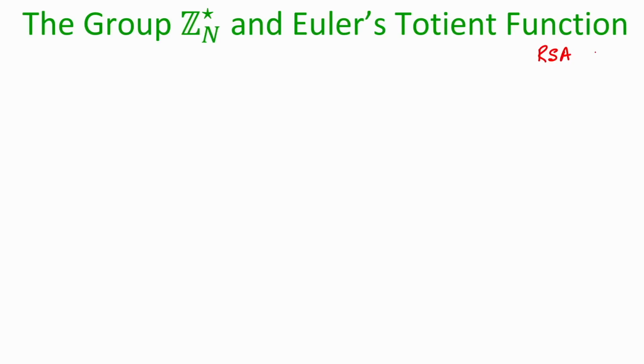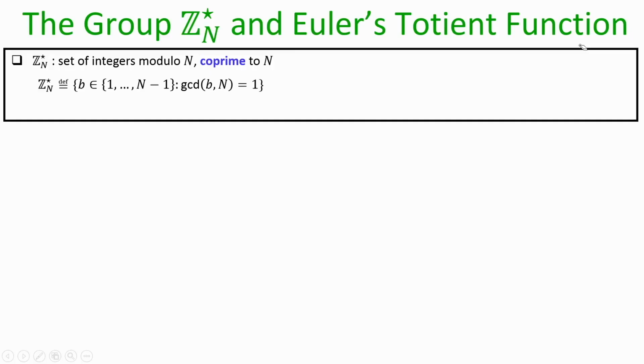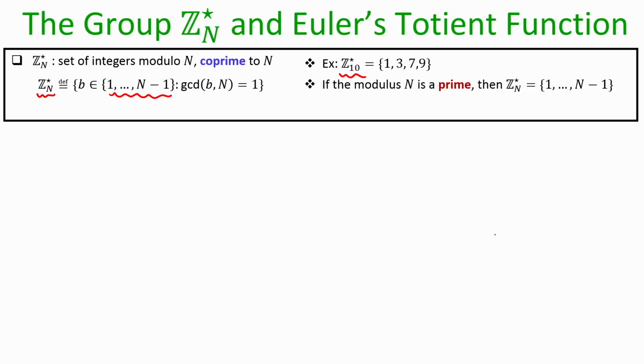So, let me recall the group Zn star and some concepts related to it. Recall the definition of Zn star: it is the collection of all the values in the range 1 to n minus 1, which are co-prime to your modulus n. So, for instance, the set Z10 star will have the elements 1, 3, 7, 9. It will not have the element 2 because 2 is not co-prime to 10. It will not have the elements 4, 5, 6, 8 because all of them are not co-prime to 10.